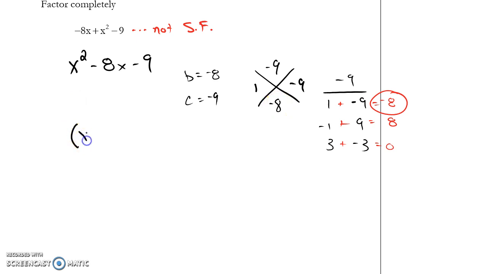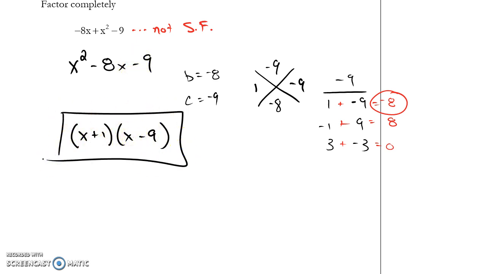So my factors are x plus 1 and x minus 9. Again, the x comes from the x squared. The 1 and 9 come from the 9. Positive negative comes from the negative. Those are my factors. Which order I write this in does not matter. It could be x minus 9, x plus 1, or x plus 1, x minus 9. The plus 1 and the minus 9 do matter.